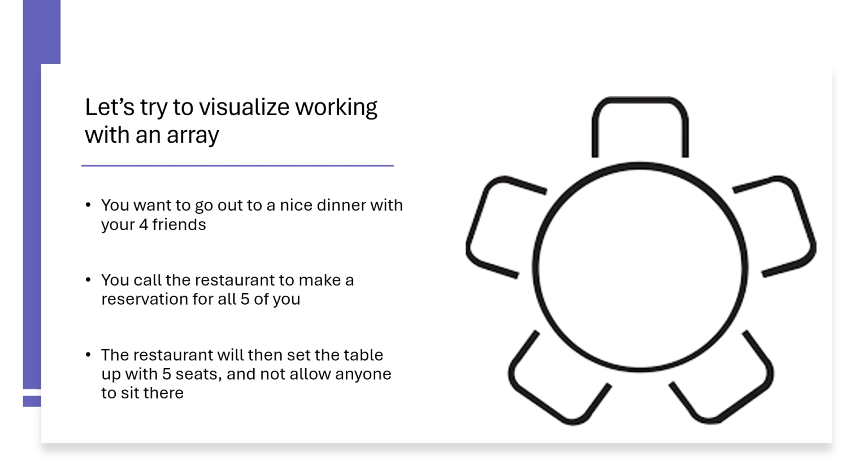They're going to set up 5 seats for you, and they're not going to let anybody sit there. So they're going to put a little sign on here that says reserved for whoever you are, okay? Now let's draw a little analogy for a second.